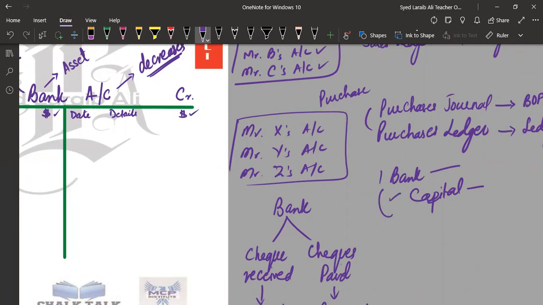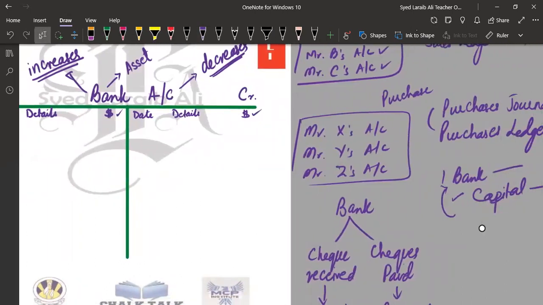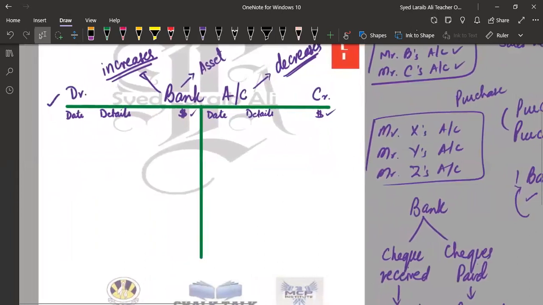Why? Because when the amount has been deposited in the bank, the business bank account has increased. So bank has been debited against capital. So we are going to record on the debit side. How? For example, the day is July 1st, 2021, the bank amount has been debited by 100,000. See, the bank amount has been recorded on the debit side, which shows that 100,000 has increased in our bank account. So 100,000 has been debited.